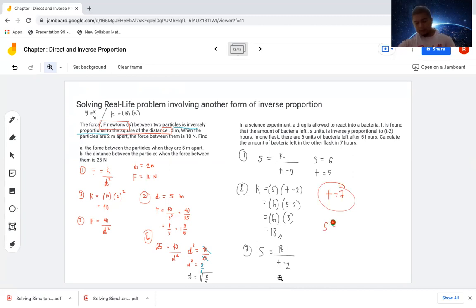So you will have 18 over 7 minus 2. So 7 minus 2 gives us 18 over 5. So now this is going to give us 3 and 3 over 5, or simply, we can write it as 3.6 units.